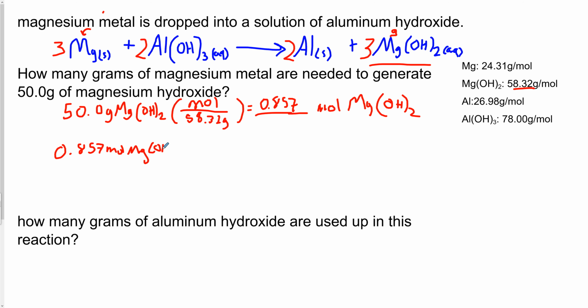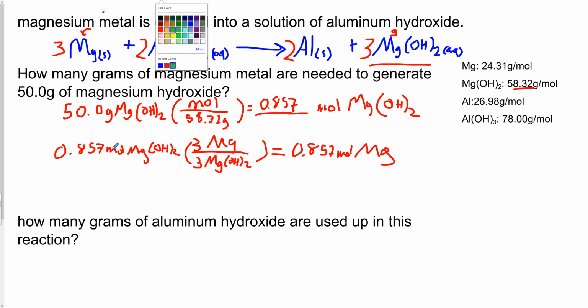We use our mole ratio, which is the relationship between the coefficients of the chemicals that we care about in the question. So this is 3 over 3, so it's 3 Mg's, that's my required, that's what the question asks, divided by 3 Mg(OH)2's. So no surprises here, 3 divided by 3 is 1. So we're going to have the exact same number of moles, so 0.857. And that's going to be moles of, this time, Mg, because Mg(OH)2 has been eliminated.